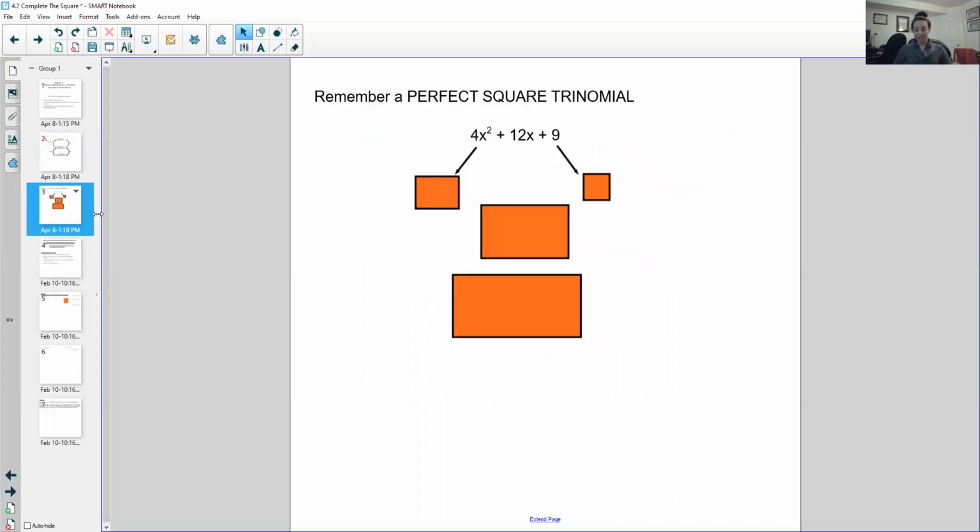Before we can actually learn how to complete the square, we've got to remember something from earlier in the year. We have to be able to identify or remember what a perfect square trinomial is. Now, a trinomial is any polynomial with 3 terms, 1, 2, 3. What makes it a perfect square trinomial?